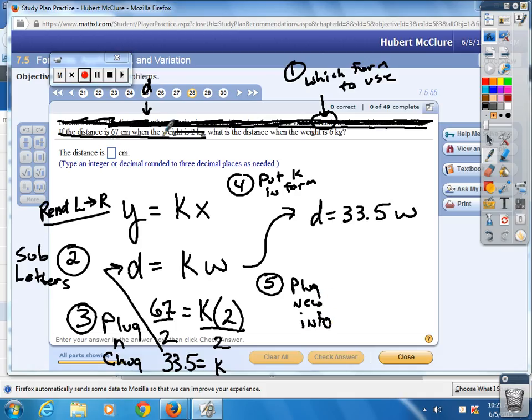Well, where is the new info? Up 6. Right here. There's the new info. What is the distance when the weight is 6 kilograms? So D is equal to 33.5 times what? And y'all crank that out. You need to calculate it, unless you're Rain Man. And this is part 5, plugging in info. 168.